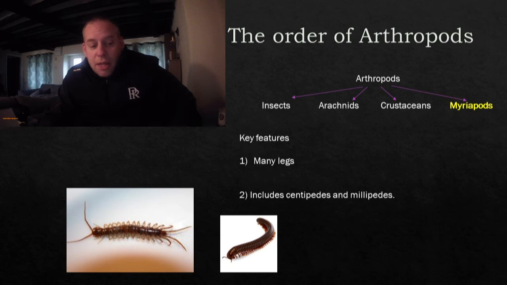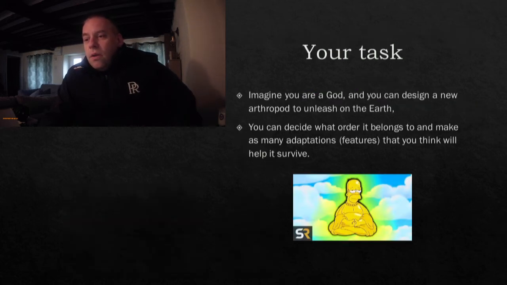Centipedes are carnivores. They will go around hunting. Millipedes are herbivores. So they will eat dead vegetation and live vegetation. So I want you now to do a task. So hopefully you filled up the grid. You've got a description of each one. You've identified the key features.